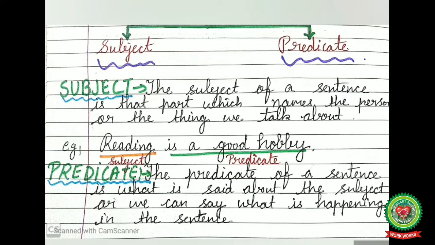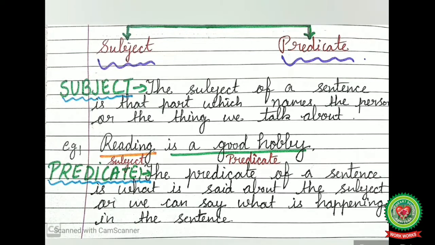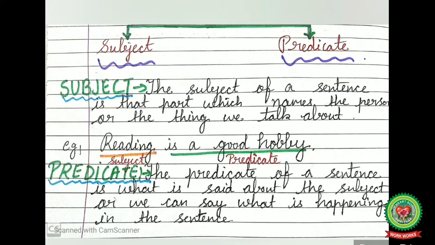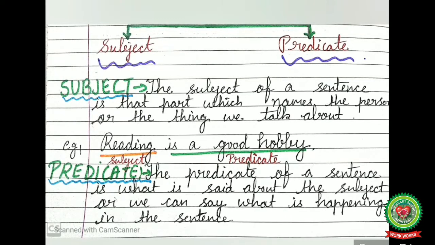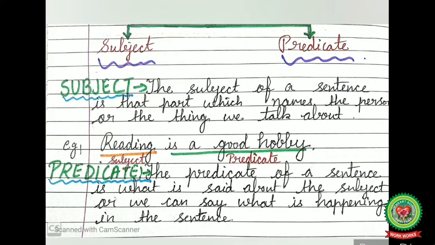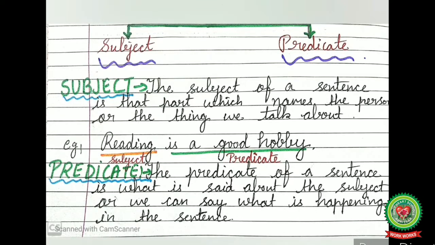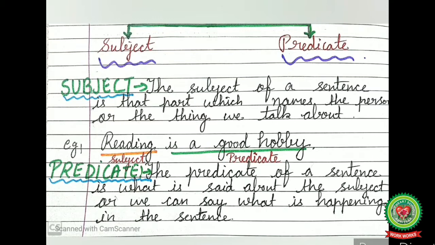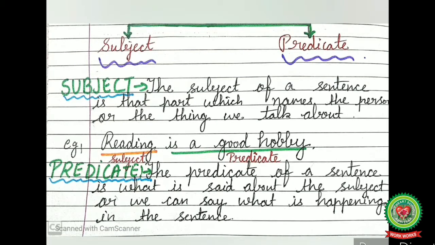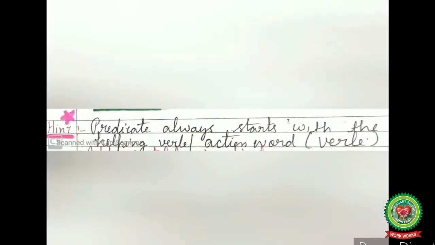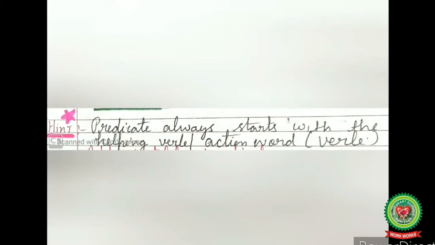On the other hand, the predicate of a sentence is what is said about the subject, or we can say what is happening in the sentence. So, in this sentence, what we are talking is a good hobby, so predicate. Children, here I want to discuss one important point with you, which will help you to find out the predicate in the sentence. That is, predicate always starts with the helping verb or an action word.